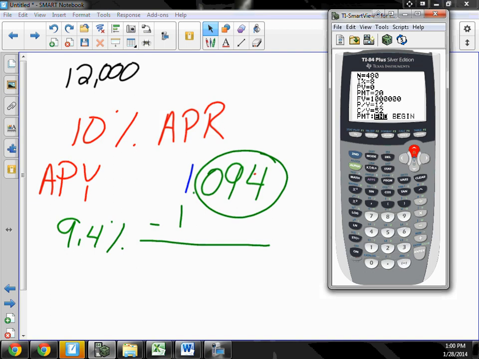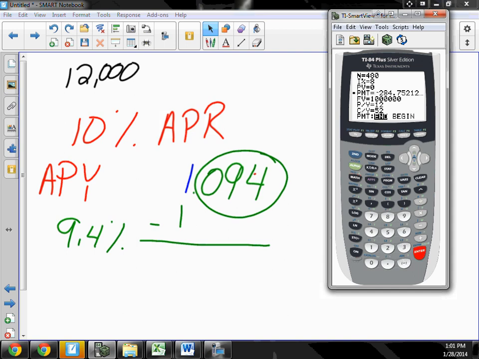How many total payments are you going to make? From 18 to 58 is 40 years, 12 per year, 480. It's already set up. So I want to solve for payment. Oh, I pushed the wrong button again.